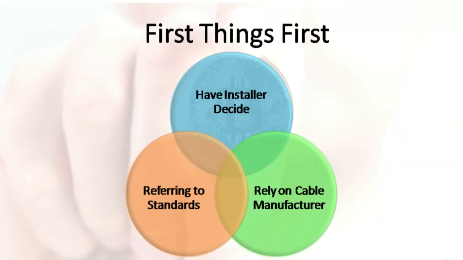The very first thing to do is to consider which standard philosophy you want to stick to in the design or procurement of a cabling scheme. There are three paths that you can follow: first, defining the cable grade that you need and just have the installer sort it out. The second path is to rely on the cable manufacturer to know what is best for your needs. And finally, the third path is to refer to one or a combination of industry standards.